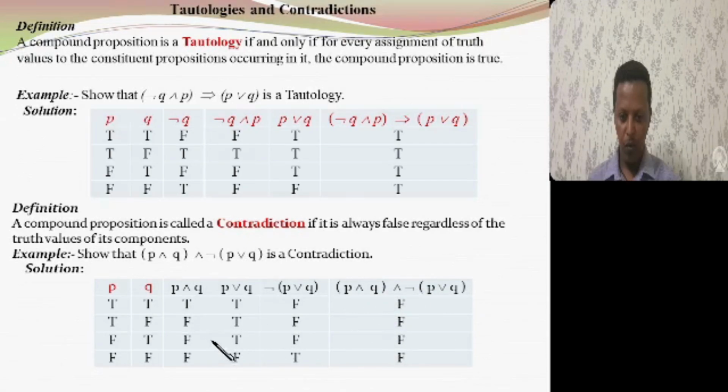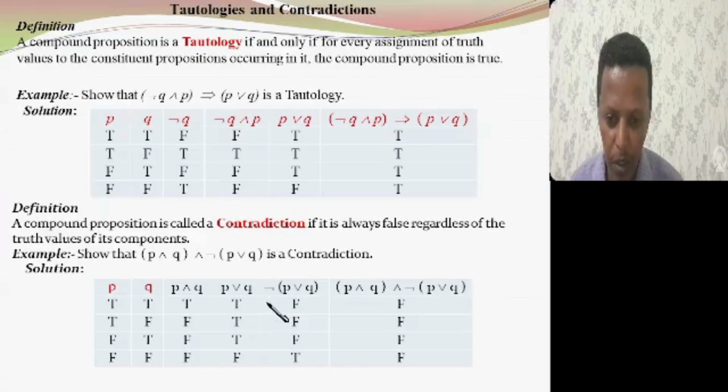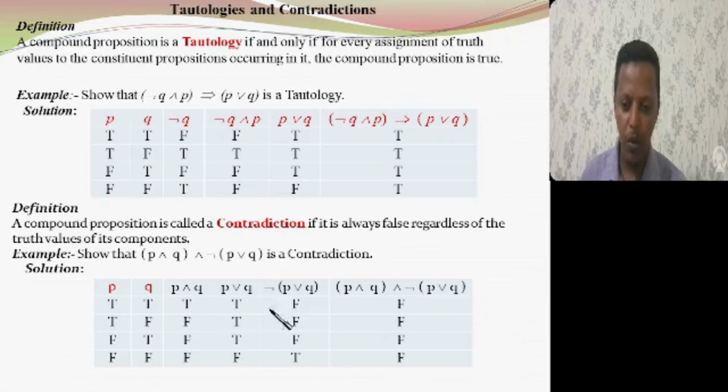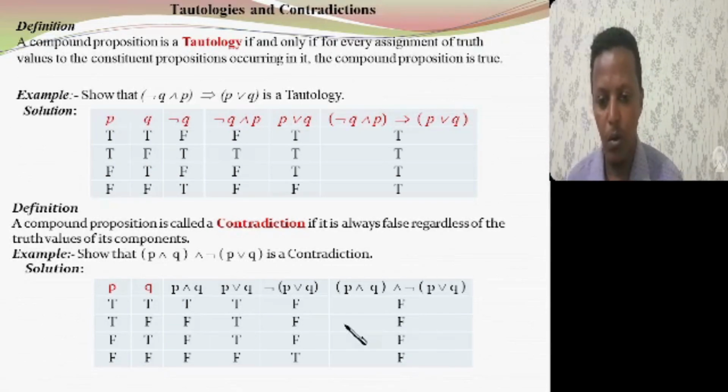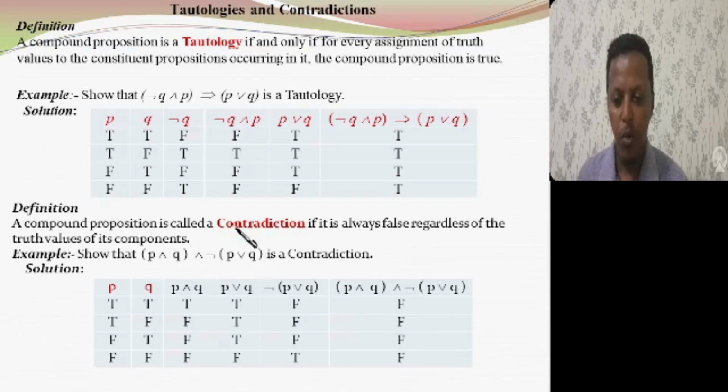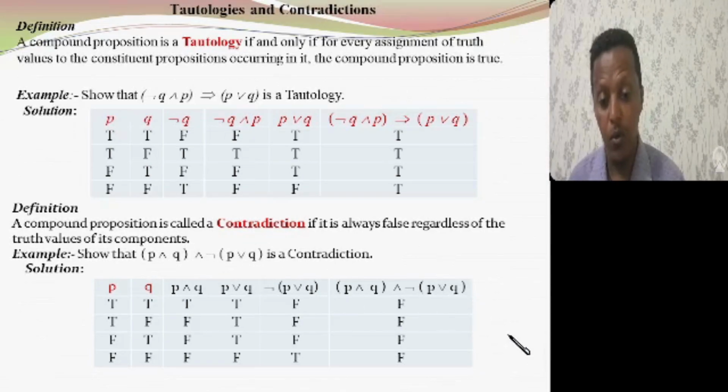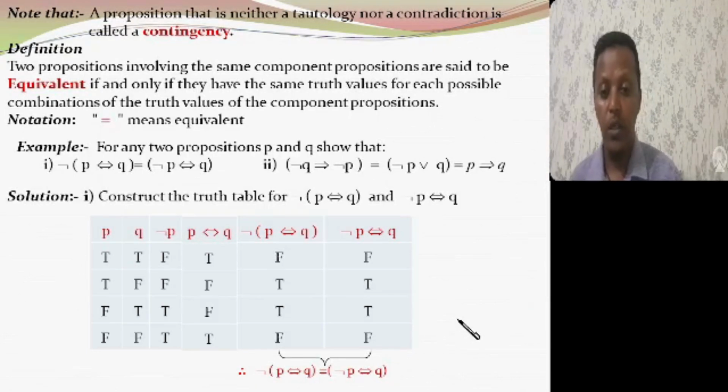False and false, false. False and true is what? False. We don't have a case where both are true. For P and Q and negation of P or Q, we don't have both true. So we get what? All false. So the compound proposition is what? A contradiction.